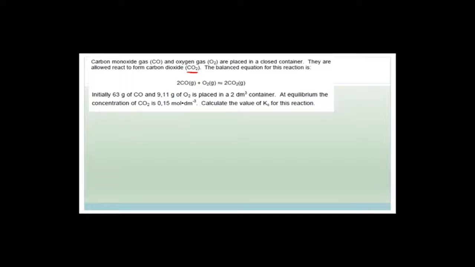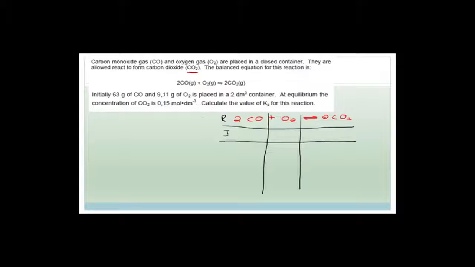Okay, so we are told we've got 2CO plus O2 in dynamic equilibrium with 2CO2. Okay, I'm not going to worry about the gases. And we are going to again use the RICE table. So this is R, then you're going to have the initial, the change, the equilibrium, and the equilibrium concentration.